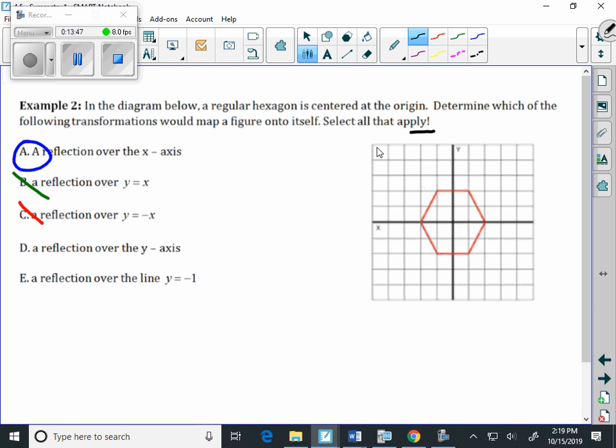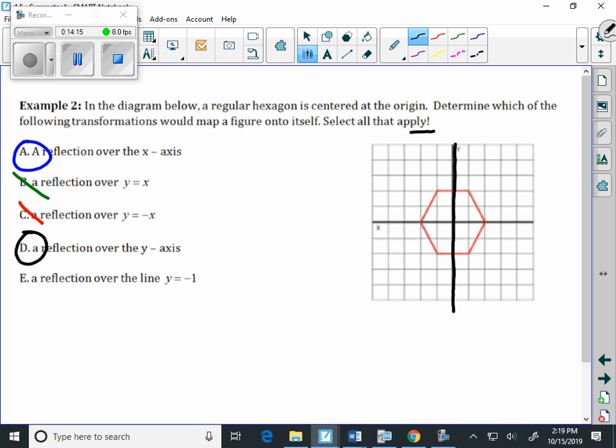So 2 more choices that we still have to work through, because this is select all that applies. A reflection over the y-axis. Well, the y-axis is here. If we fold this in half, will the right side land on the left side? Yes. And again, we were able to visually look at that and answer that question.